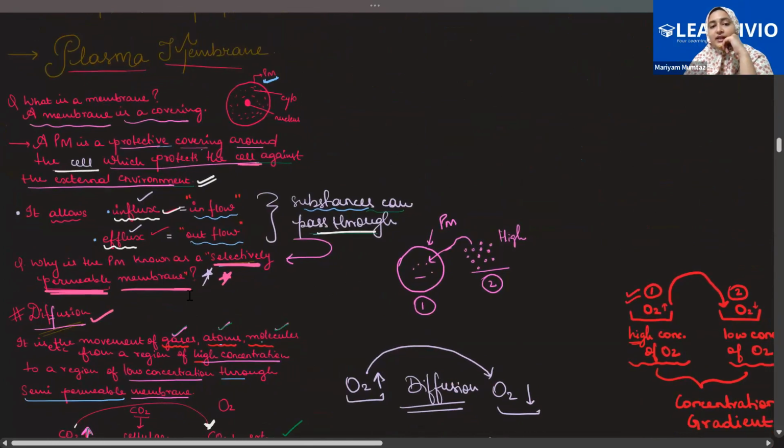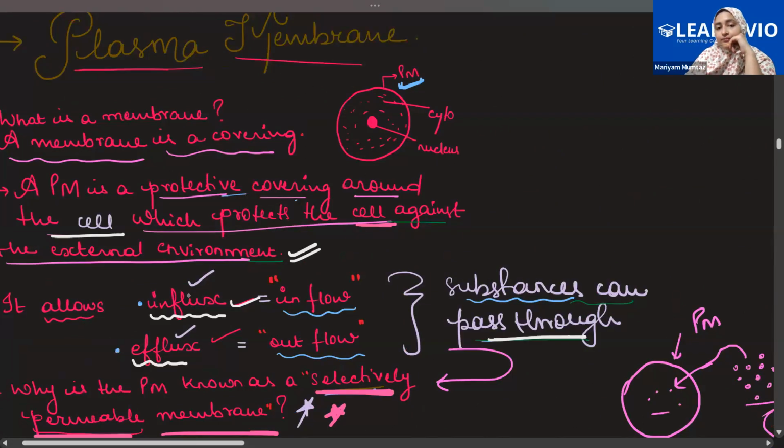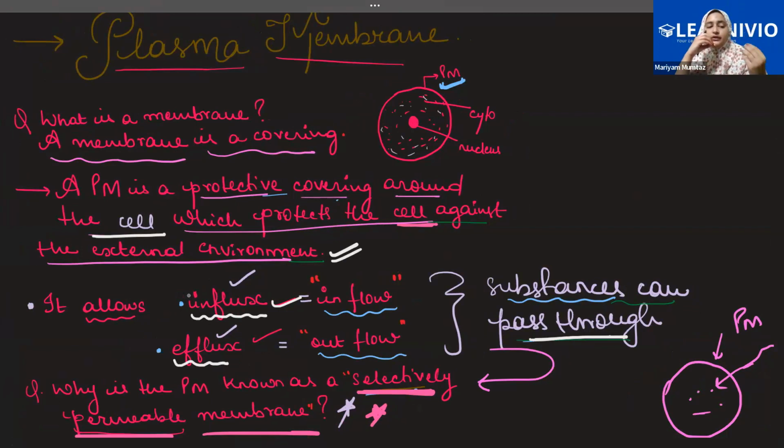Plasma refers to the fluid which is present inside the cell, and the membrane means a covering, a layer. The plasma membrane is the layer which covers the cell. It is protective in nature, and it covers around the cell. And what does it do? It protects the cell against the external environment. So primarily it performs the function of protection.